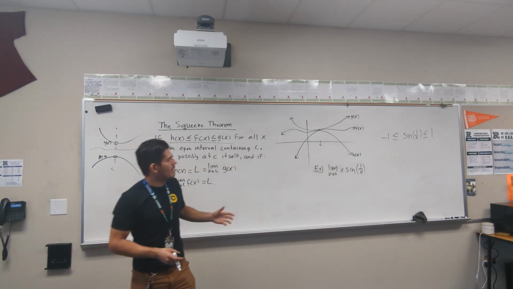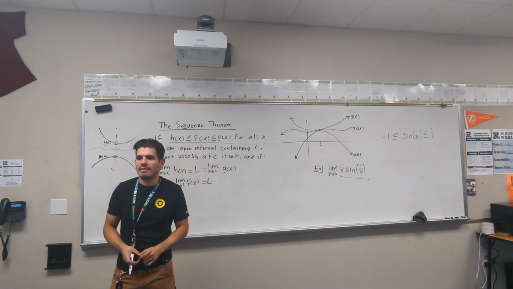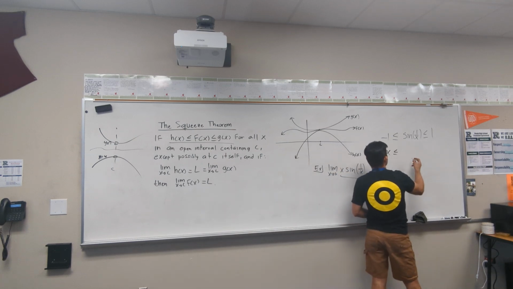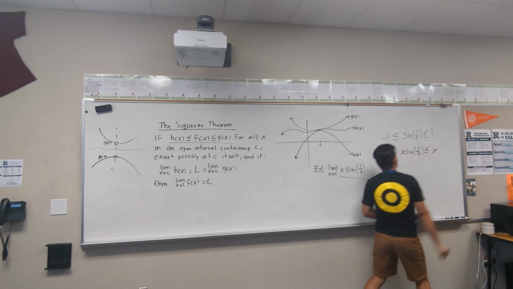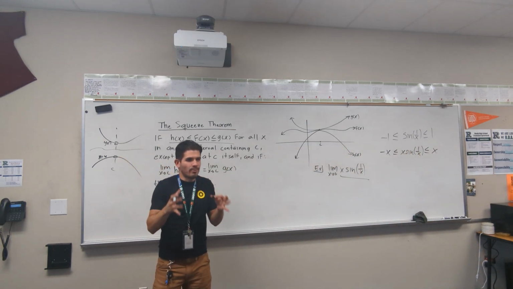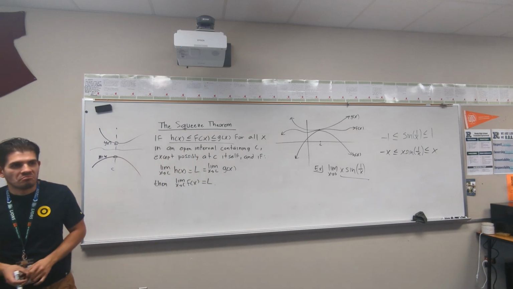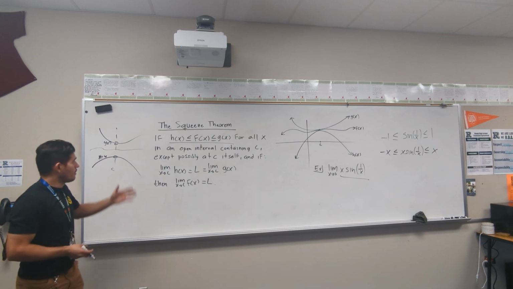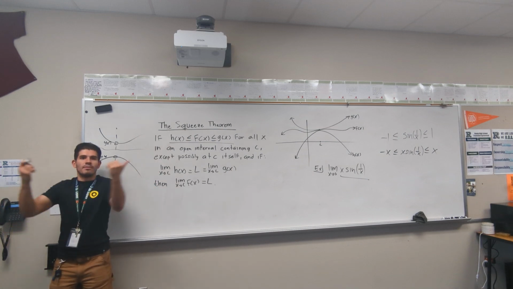So how do I make this show up in the middle of that? Multiply everything by x, okay? Negative x is less than x sine 1 over x, which is less than x. Is the middle matching exactly what you're trying to take the limit of? Yes. Perfect. So now take the limit of what? According to this, take the limit of the two things that are on the outside.